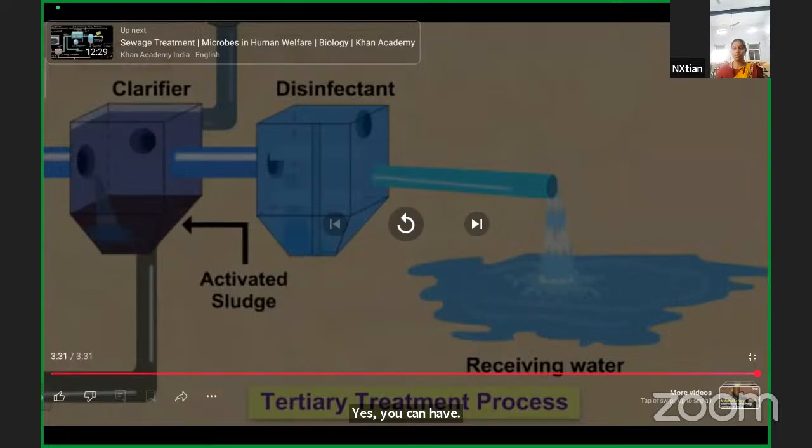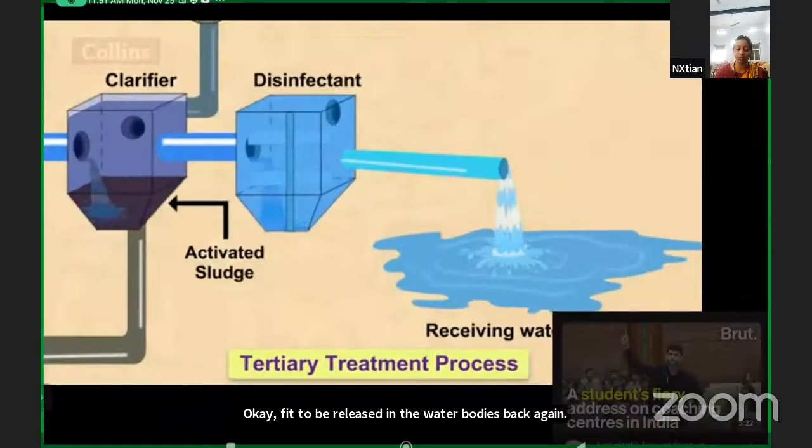Okay, so you also know how it is treated with the biological processes, chemical processes, and everything, right? And the physical process. All three treatments are done: primary, secondary, and tertiary. First the physical treatment, then the biological treatment, that is the secondary treatment. Then the third, the tertiary treatment, which is the chemical treatment of the water, which ultimately makes it more clear, fit to be released in the water bodies again. All right, so this was its process. I'll share this video in the group.